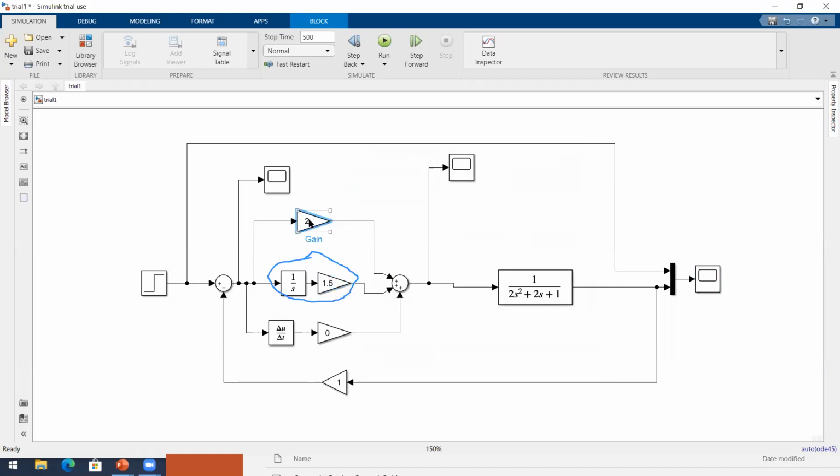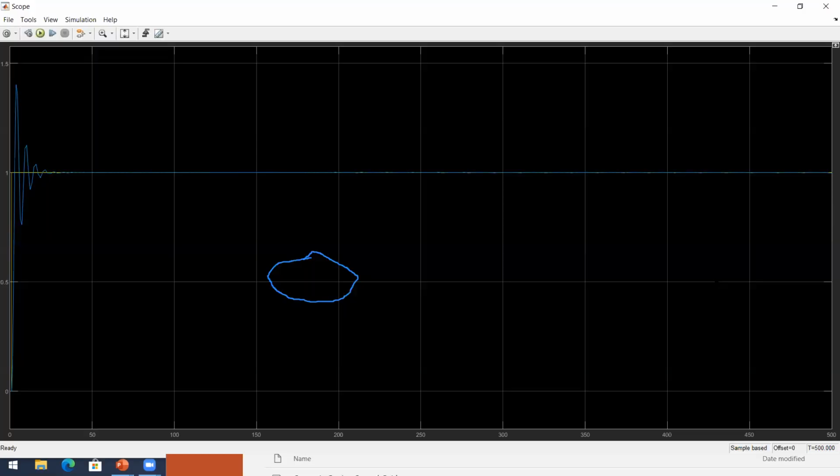Since I was using only this one previously, I was increasing only this. Now I have two things to control, a value here and a value here. Now if I run this and look at the output, what do you see? Do you see the steady state error? Yes, sir, it is coincident. Steady state error is 0. There is no steady state error.